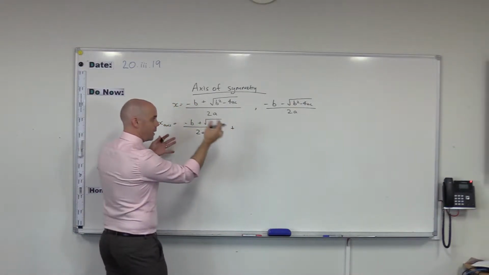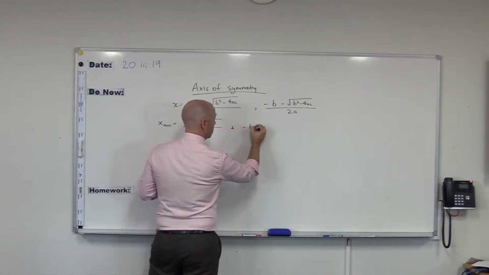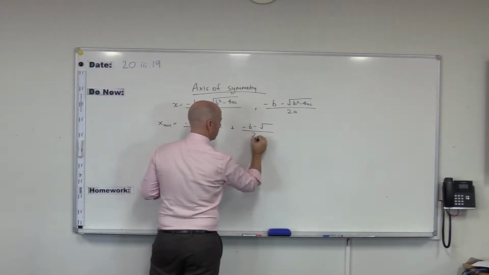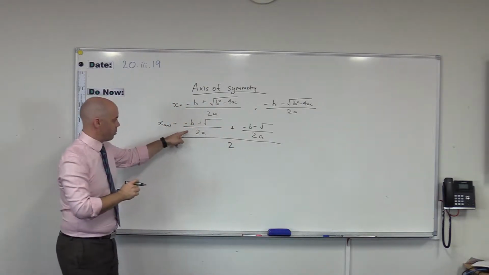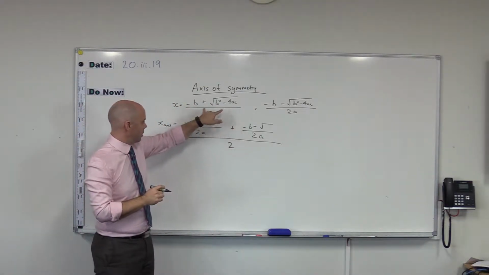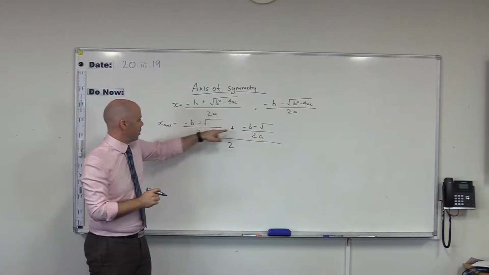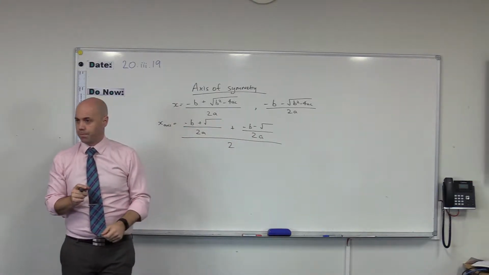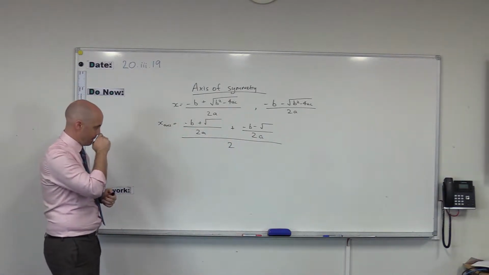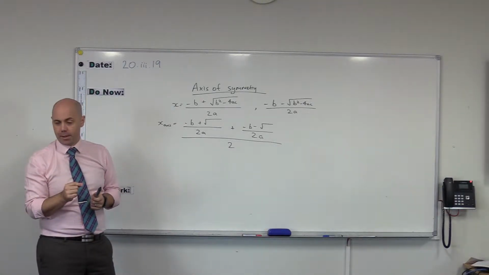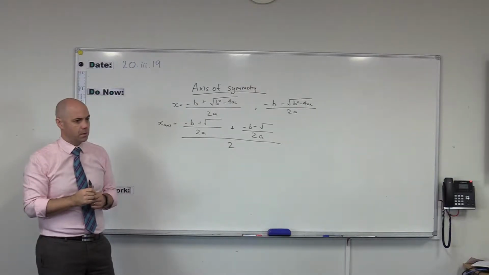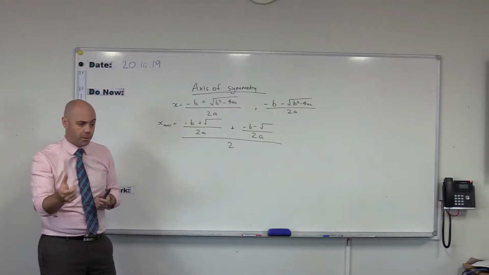And to find an average, you add the two together and divide by 2. So I've added that root and that root, this one up here and this one up here, add them together, divided by 2. Okay? Now I've got two fractions with the same denominator. How do you add those two together? Just add the top. Do you do anything with the bottom?